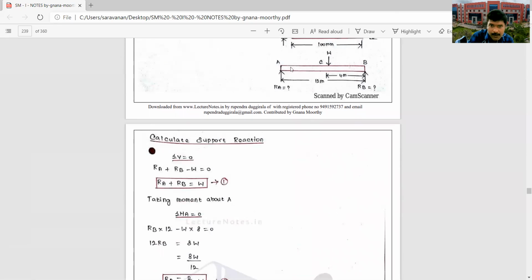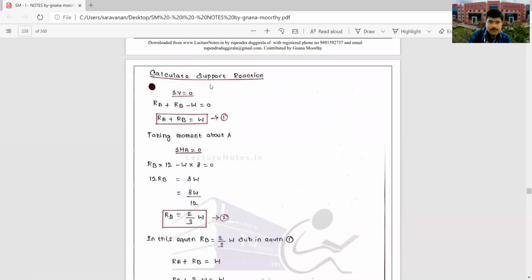At point A, the reaction will be RA, and at point B, the reaction will be RB. So first of all, we need to find out RA and RB. To calculate the support reactions RA and RB, you need to apply two equations. One is sum of the vertical forces equal to sum of the downward forces: RA plus RB is equal to W. Another equation is sum of the moments at A equal to 0.